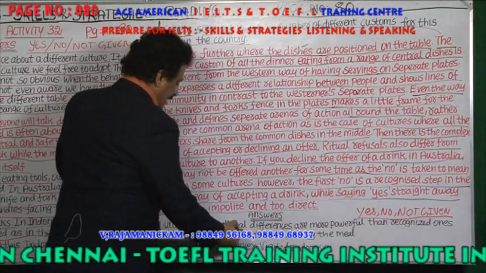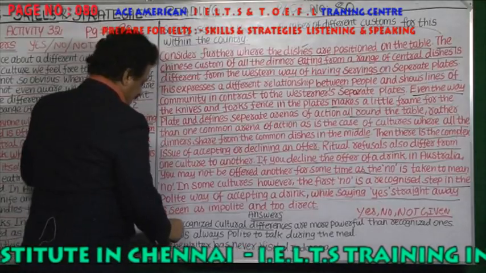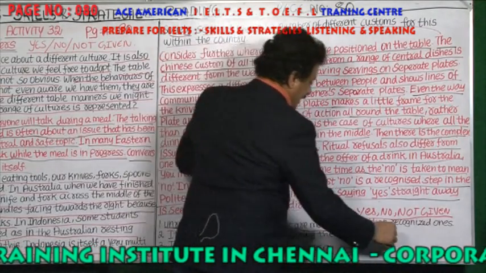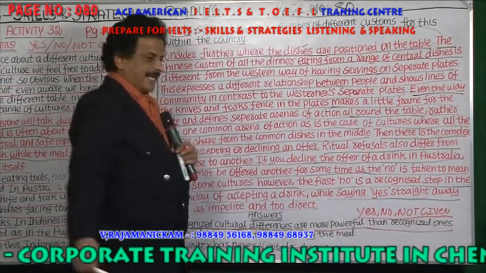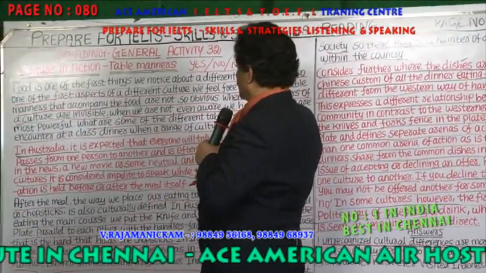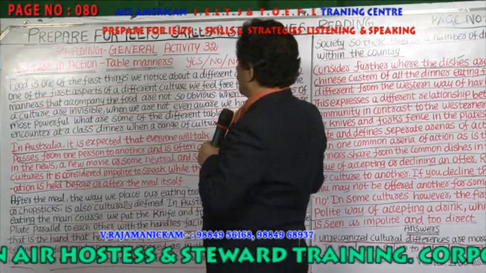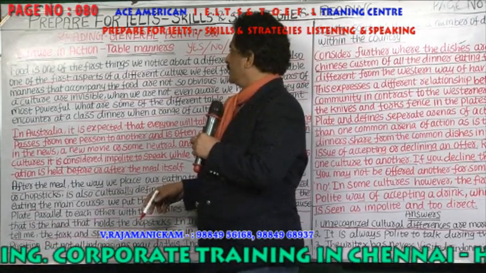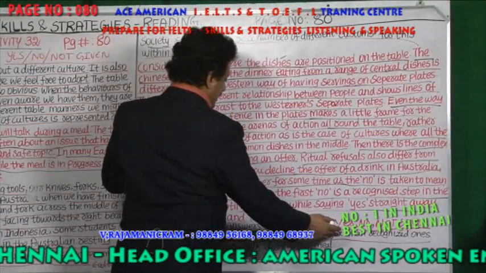Unrecognized cultural differences are more powerful than recognized ones. What is that? Unrecognized cultural differences are more powerful than recognized ones. See here, it is given here. The answer will be yes. The unrecognized cultural differences, which we are not able to see, are more powerful than the recognized ones.